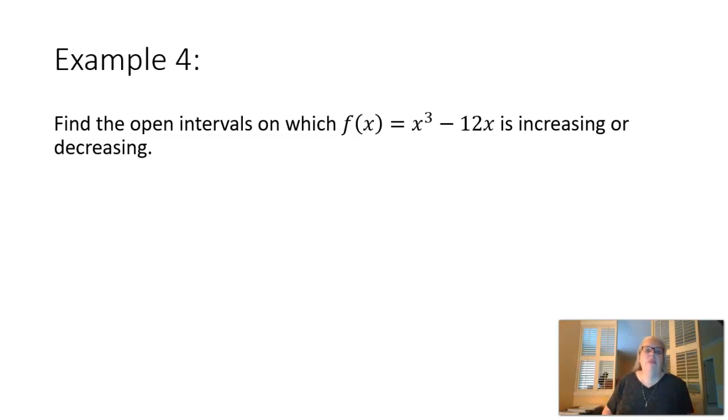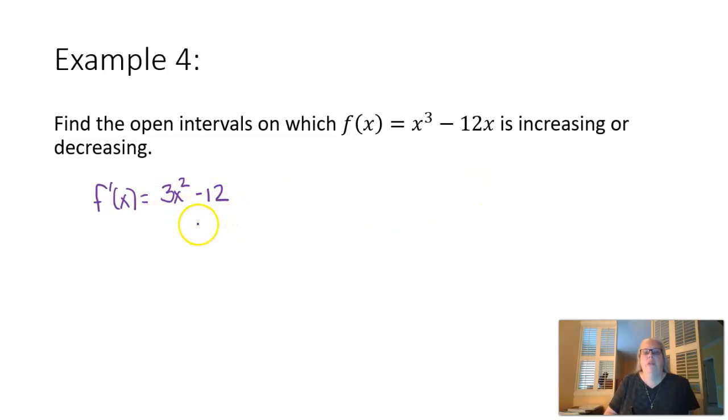Here we are at example 4. We're looking for the open intervals where f of x is equal to x to the third minus 12x is increasing or decreasing. Alright? The first thing we want to do is find that first derivative. F prime of x. The derivative of x to the third is 3x squared, and the derivative of 12x is going to be 12.